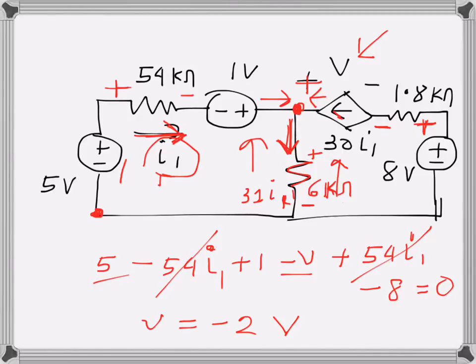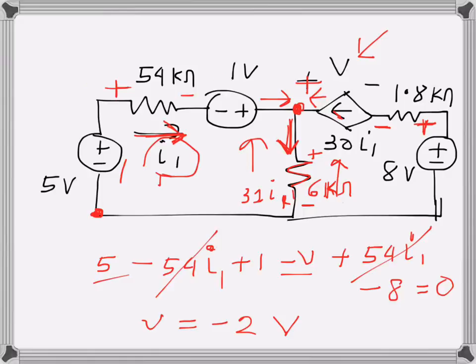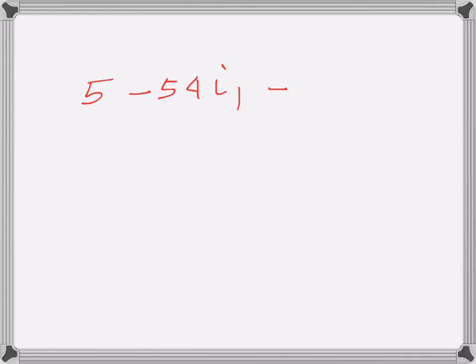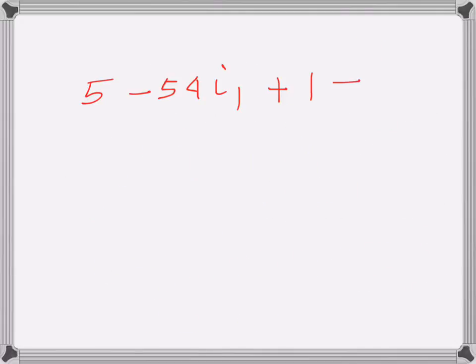That's a rise, so I will write a positive 5 volt rise. Then I have 54 I1, that's a drop, so minus 54 I1. Then I have a 1 volt rise, so that's plus 1 again. This is a rise because I'm going in this direction. Finally I have this drop, which will be 31 times 6, and that's a drop, so this will be negative as well. So that's minus 186 I1.